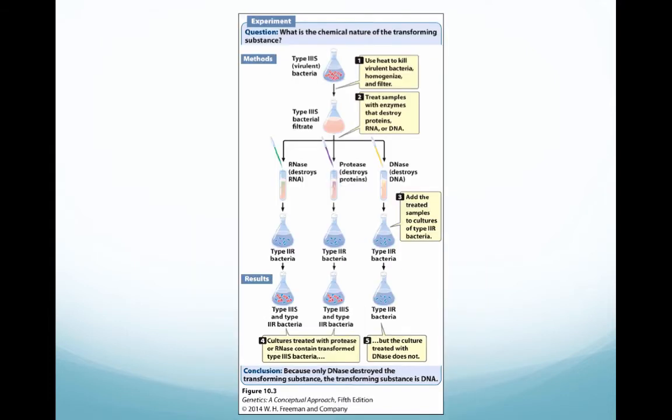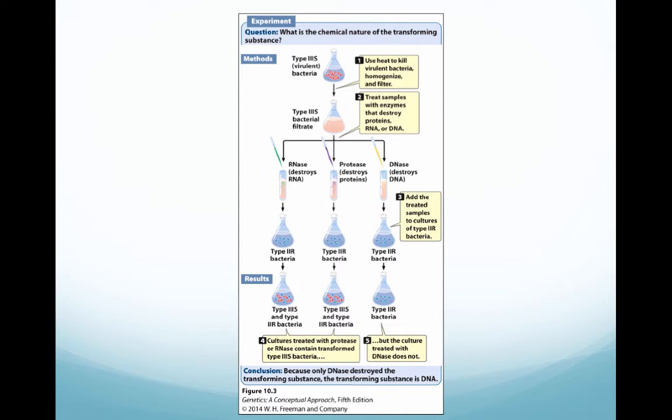So the next step was to identify what the heck this transforming principle was. About 10 years later, Avery, MacLeod, and in addition McCarty, started working on isolating and transforming that substance. What they ended up doing was taking that type 3S bacteria that Griffith had worked with, and they isolated it and then treated it with enzymes to destroy the proteins, the DNA, or the RNA. And keep in mind, they didn't know what RNA was, they didn't know what DNA was at this point, so they were just treating it with things that they knew would kill other things.